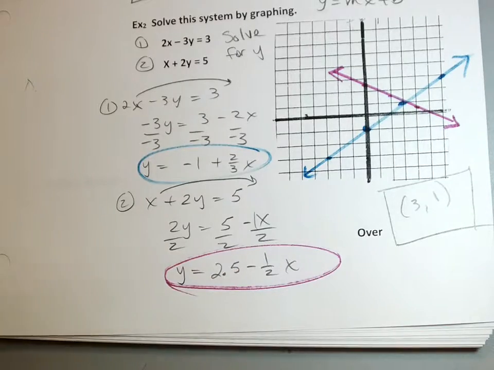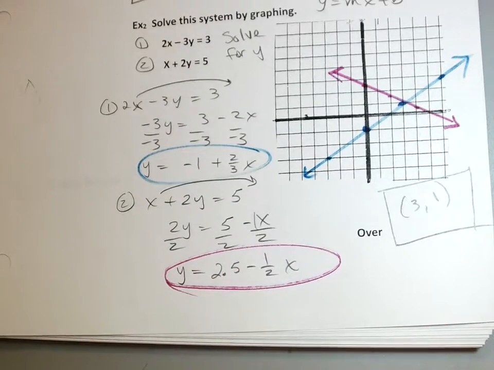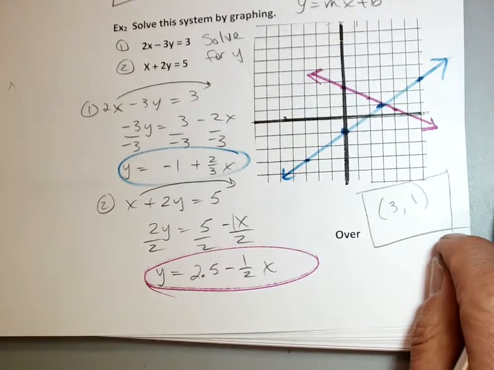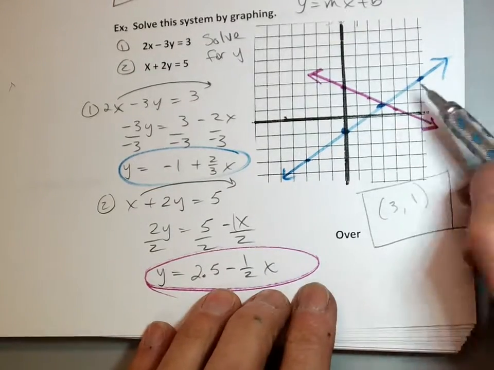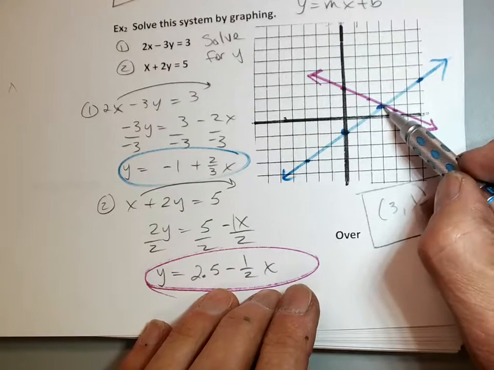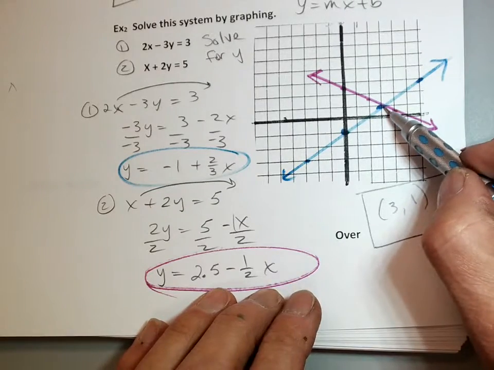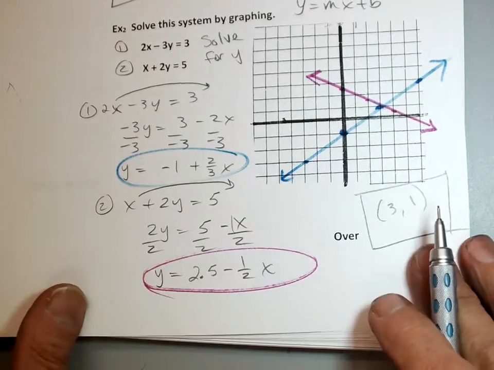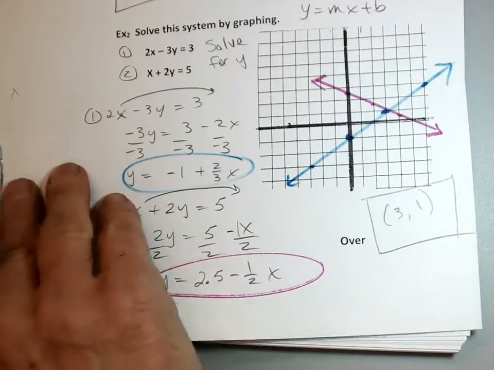Now, for me personally, graphing these is the hardest, the most tedious, and the least accurate way to do these. Because this is really a 3, 1, maybe it's 3.1, and maybe it's 1.1, maybe I don't know. This is the worst way to do this problem. So let's turn the page.